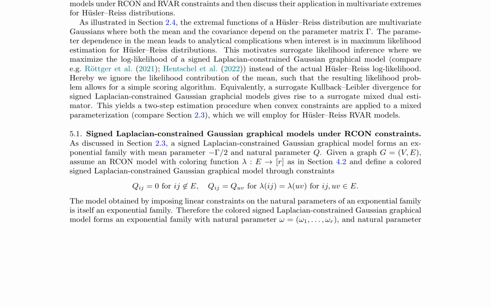Additionally, the paper introduces a methodology for surrogate likelihood inference for Archon and RVAR models, focusing on signed Laplacian constrained Gaussian graphical models. This includes a two-step estimation procedure for Hüsler-Reiss RVAR models, enabling a simple scoring algorithm. The approach involves ignoring the likelihood contribution of the mean, resulting in a surrogate mixed dual estimator.